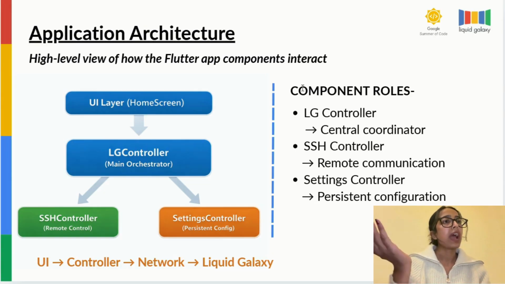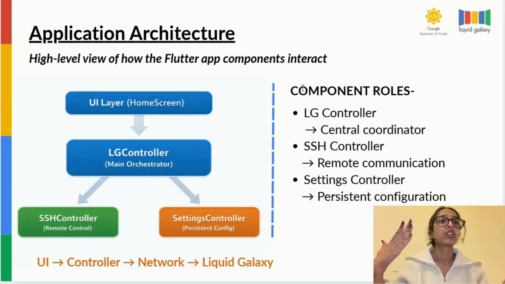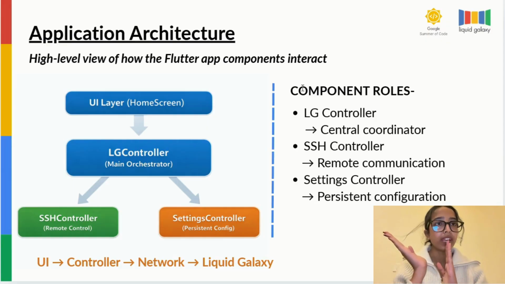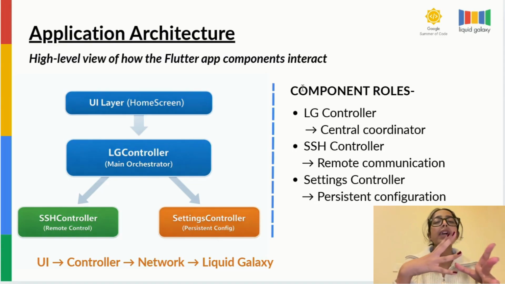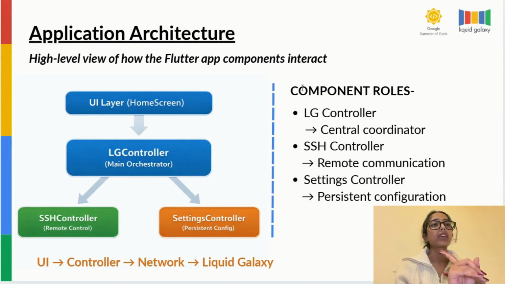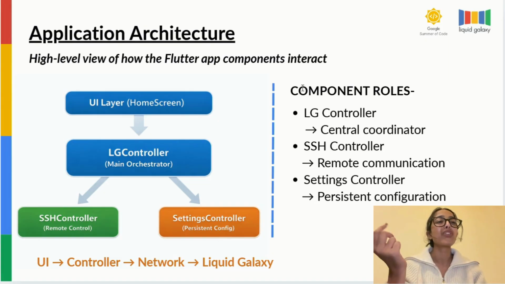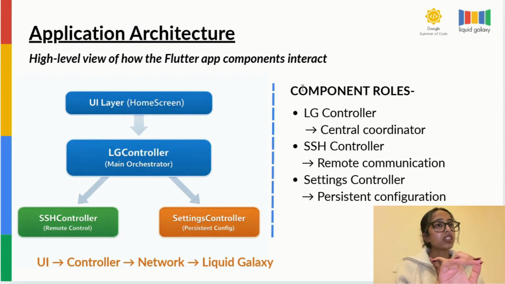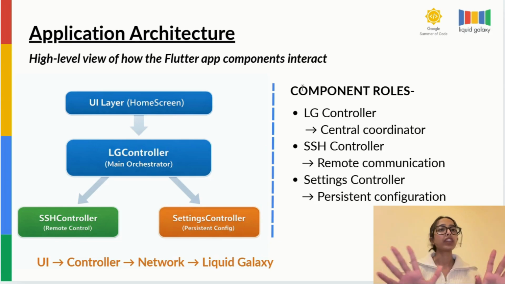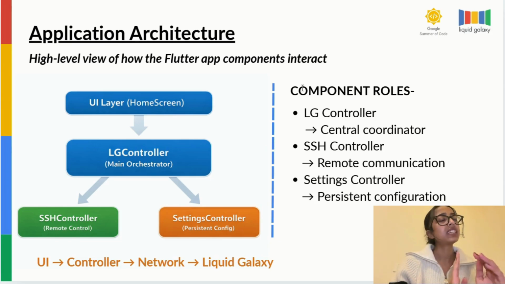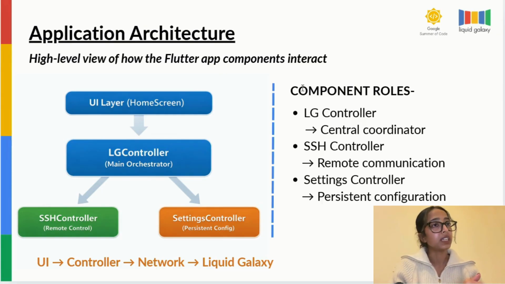The SSH controller handles all remote communication, like sending commands over SSH, and the settings controller manages persistent configuration such as host address, port number, and saved credentials. So the overall idea is very intentional. UI handles interaction, LG controller handles coordination, and settings controller handles the configuration. This separation makes the system easier to maintain, easier to debug, and much easier to extend when new Liquid Galaxy features are added. Let's move forward.